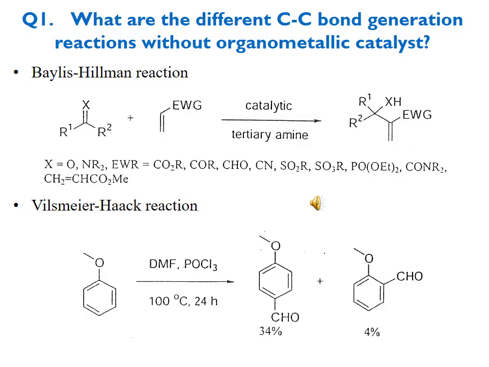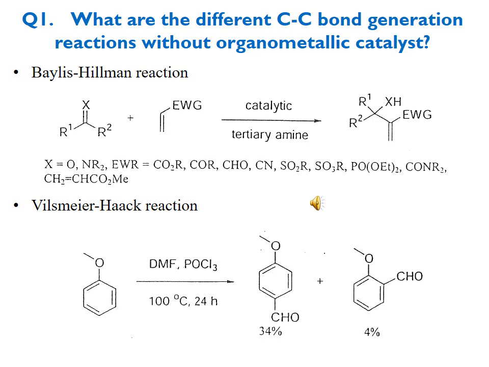Question 1 is what are the different CC bond generation reactions without organometallic catalyst? That is, these are the CC bond generation reactions which were included in our syllabus, and these reactions did not include or use organometallic compound as catalyst. Two reactions come under this heading. Number 1, Baylis-Hillman reaction, and second is the Vilsmeier-Haack reaction.